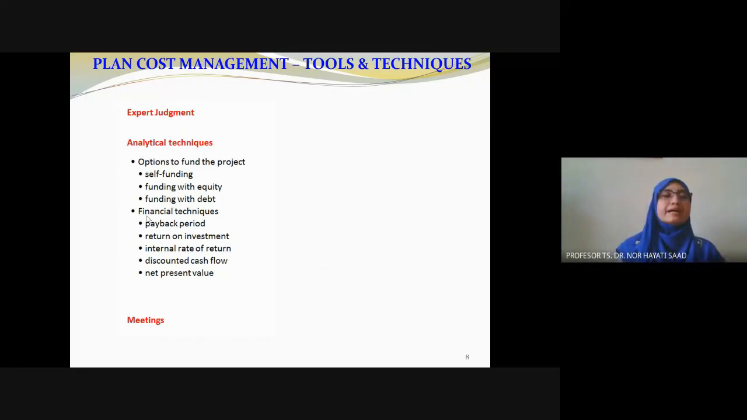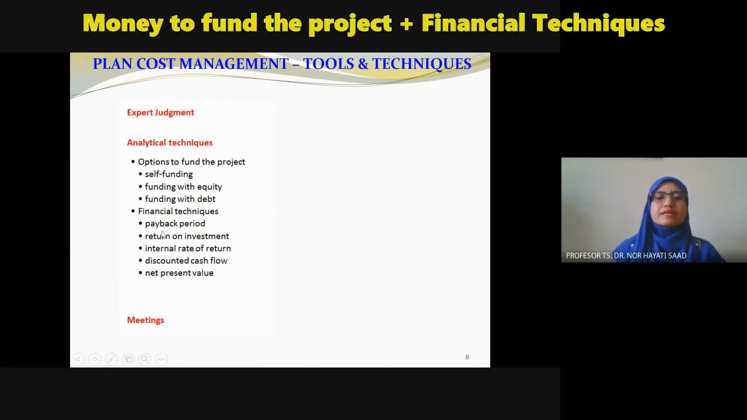Or funding with that, yeah, in simple words, we borrow the money from a bank or from certain institutions to fund the project. So under analytical technique, about the option to fund the project, and at the same time financial techniques, this is very important on the analytical techniques.